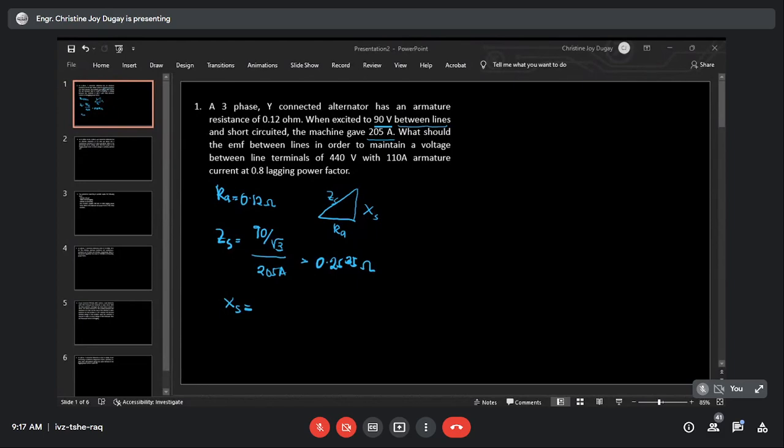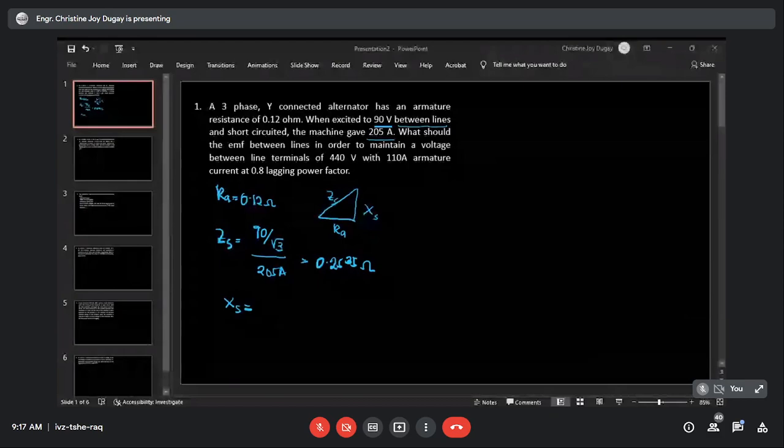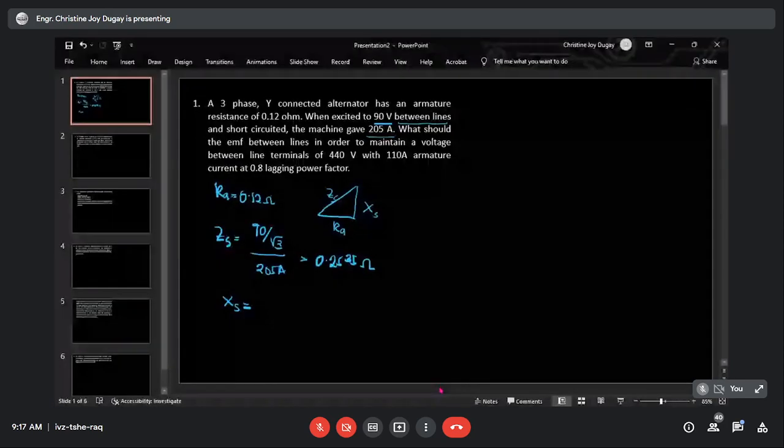Okay, so let's try to solve. Ano yung ginamit mo, Miss Christine, to solve the value of XS? Did you use the impedance triangle or Pythagorean theorem? Parang same din lang naman kasi from impedance triangle you may use the... Anong ginamit mo, Pythagorean ba? Opo, ma'am. Pythagorean. Okay, so let's try to solve using Pythagorean.